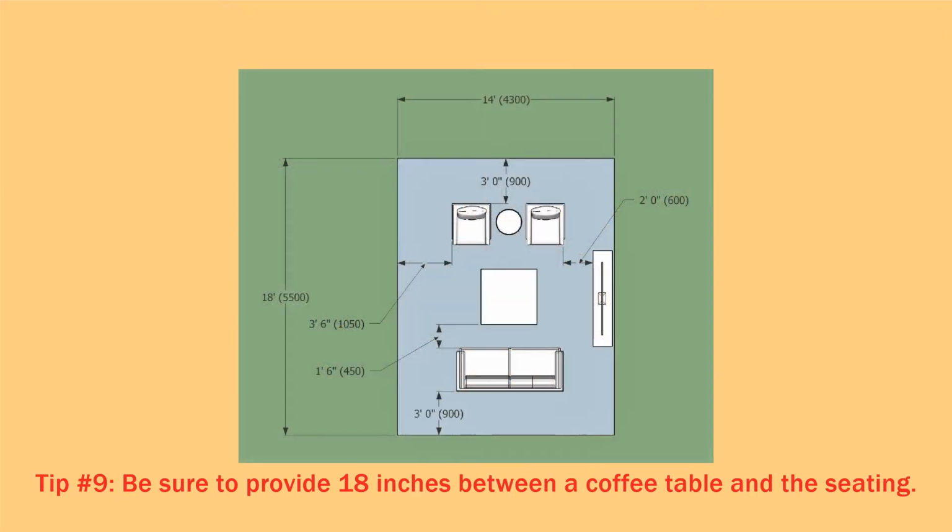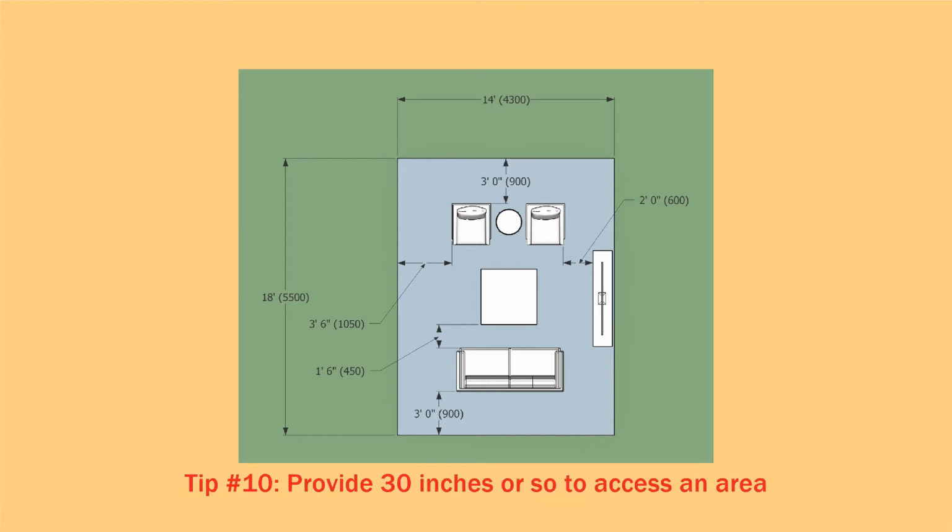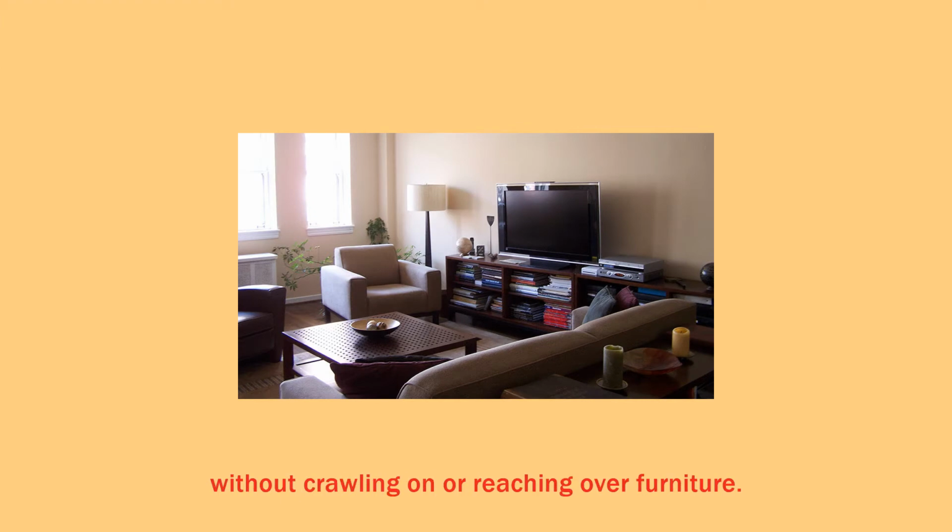Tip number 9. Be sure to provide 18 inches between a coffee table and the seating. It can be a bit more than that, but 18 is a comfortable distance to sit down a glass or plate. Tip number 10. Provide 30 inches or so to access an area behind furniture that's not used for circulation. An example of this is to allow you to open windows without crawling on or reaching over furniture.